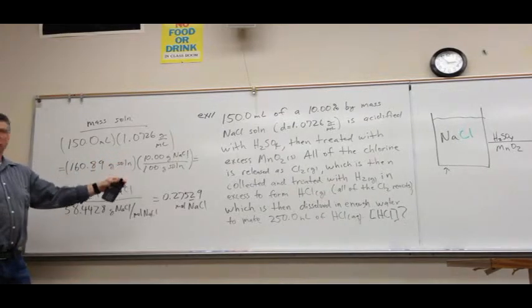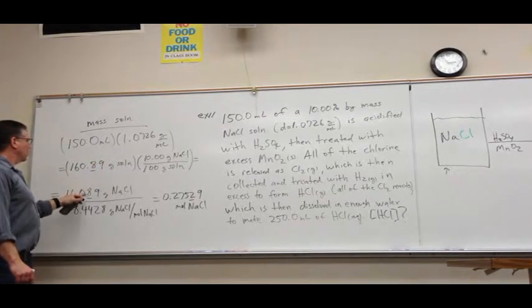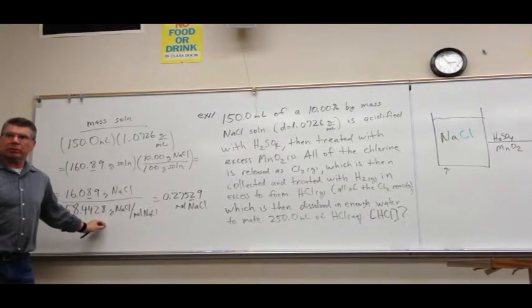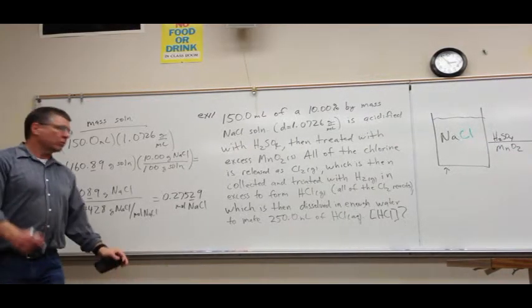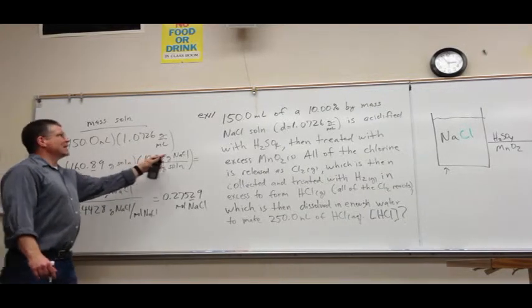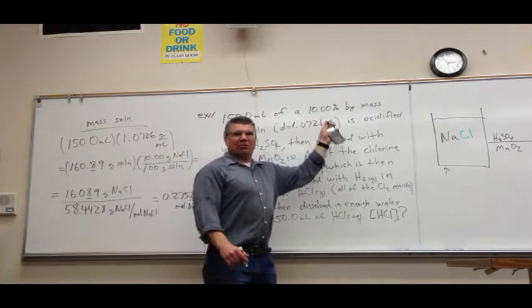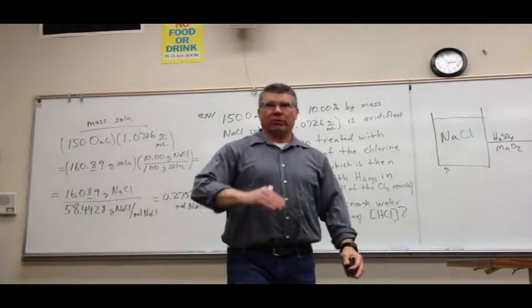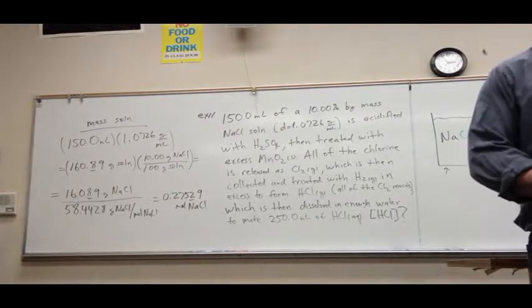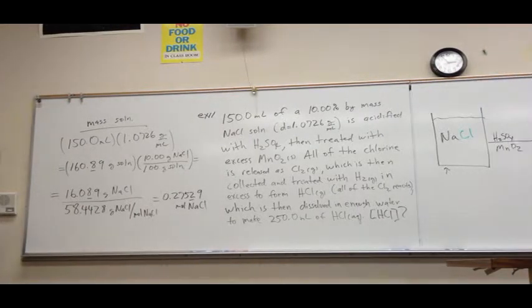I mean the second part, under the NaCl, is that just the 58? This is the molar mass of sodium chloride, this number right here? Yeah, that right there. Oh, it's 10% by mass, which means there's 10 grams of sodium chloride per 100 grams of solution. That's what the percent by mass means. Yeah, this is from the definition. Anything else?